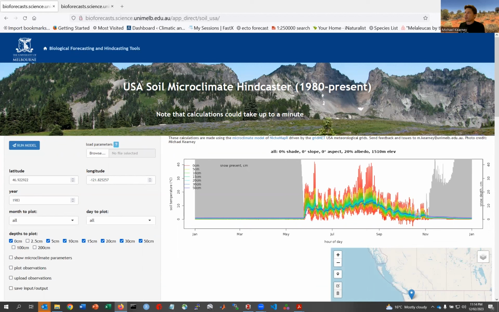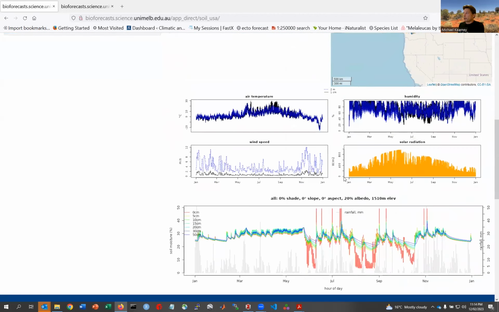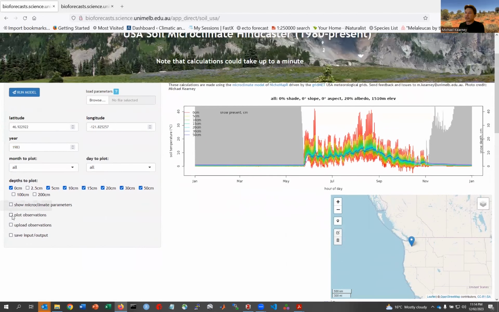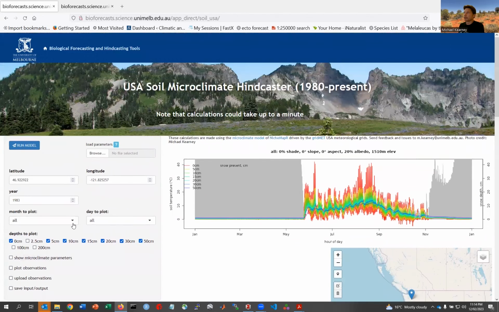You can see it's quite a cold place, and you can see the prediction here is that it would be covered in snow up until about June. That's this grey blob here, and then the soil warms up, and then the snow would come back in about November. So this is the soil temperature plot as with the previous apps, and you've also got all the other microclimatic plots as before, and the soil moisture plot at the bottom. And again, you can download all the results just as before, choose any particular place or year that you like.